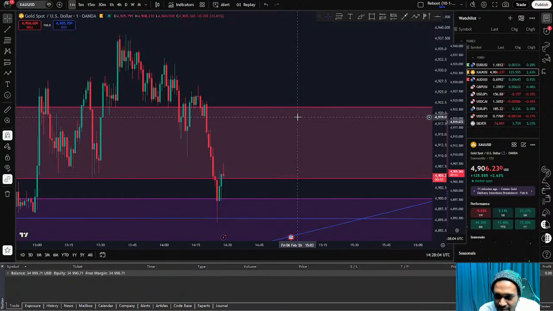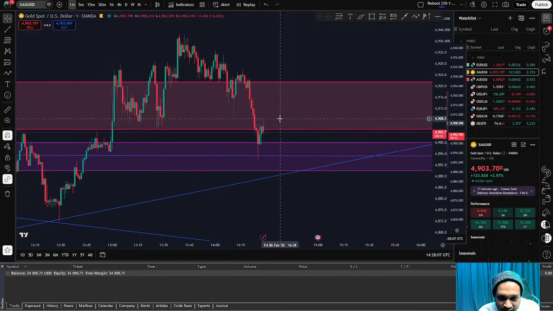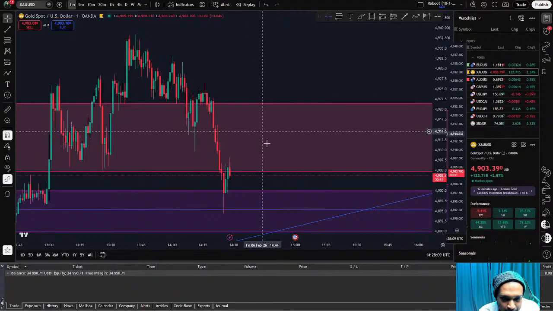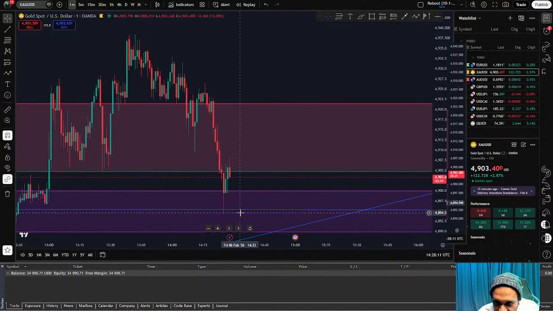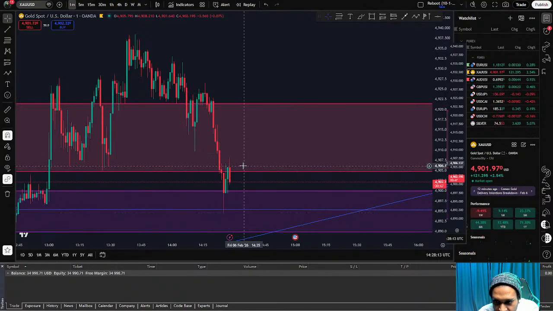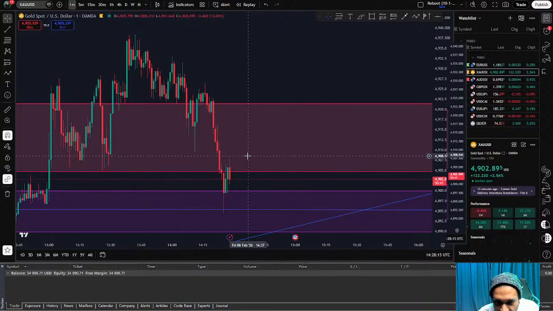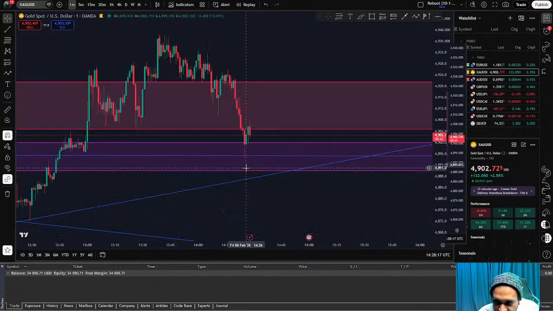So we're looking at what, close to 100 pips, more than that. 94.5. That is definitely more than that. We're looking at at least 120-plus pips.